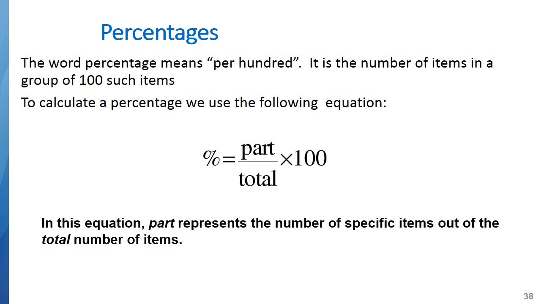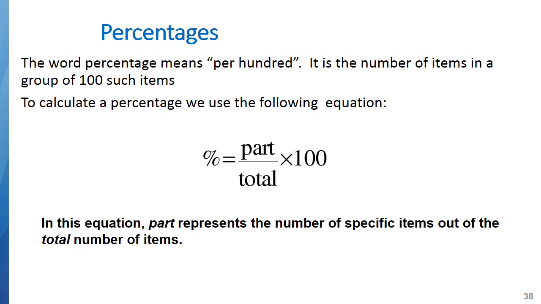Percentages. This is probably a review for you, but let's just talk about what percentage means. Well, percent literally means per 100. So a percent is just the number of items in a group of 100 such items. So in order to calculate a percentage, we always use this equation. We take the part divided by the total times 100.